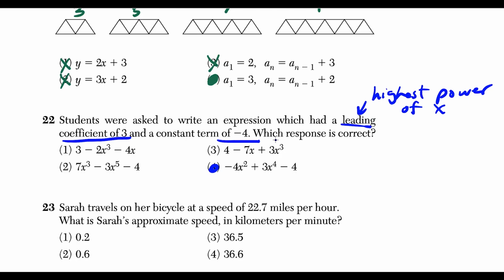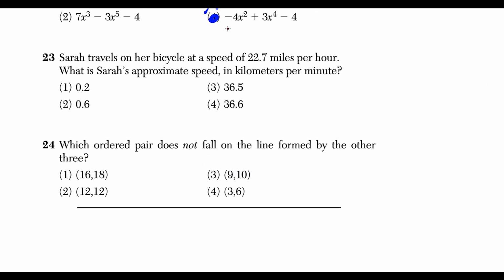However, the constant term at the end would be positive 4, not minus 4. That's why this one's out. So definitely choice 4. Question 22, we have Sarah travels on her bike at a speed of 22 miles per hour. We want to know Sarah's approximate speed in kilometers per hour.